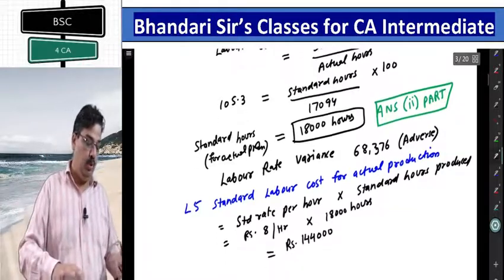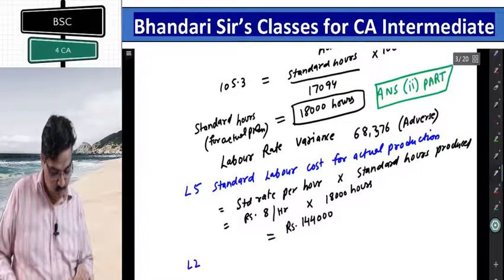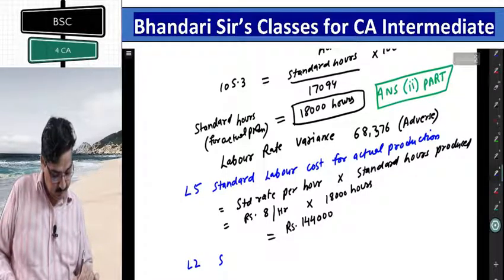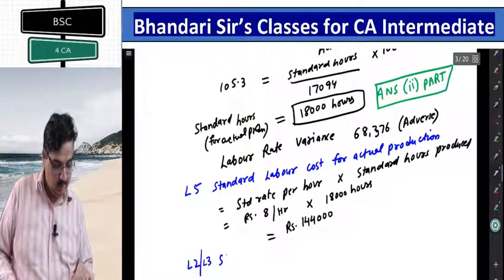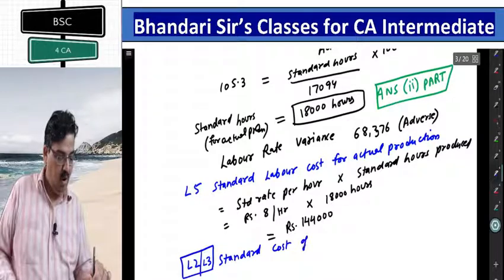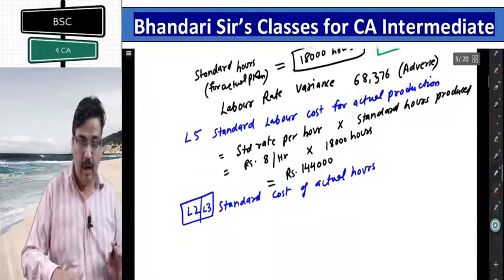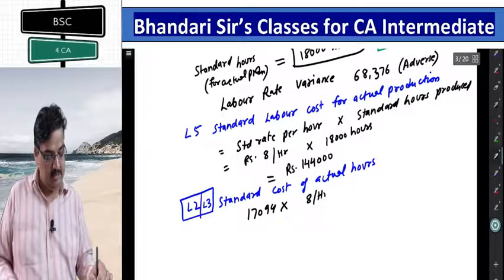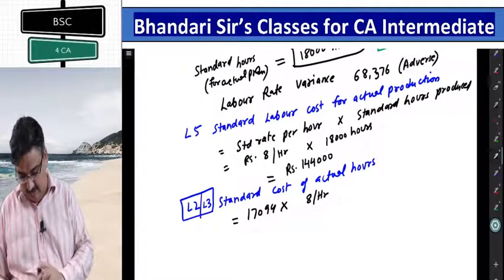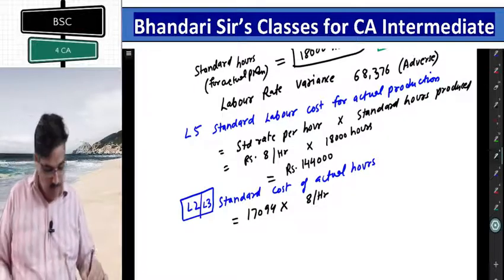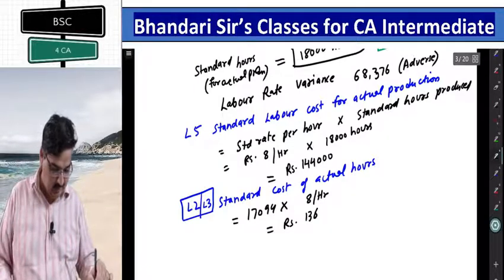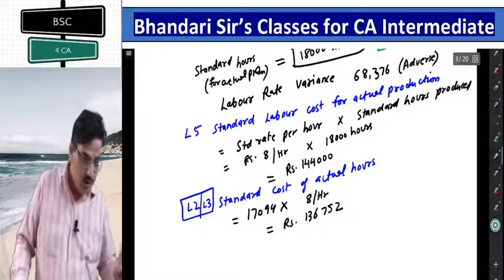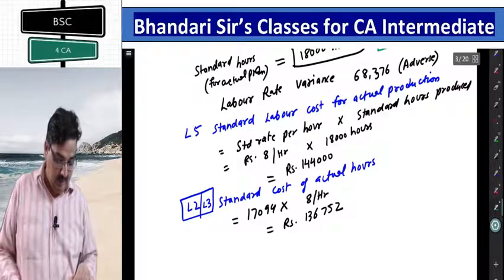What else can I compute? I can compute L2. L2 or L3, both are equal. Standard cost of actual hours. Worked also, paid also, they were the same. Hours were 17094 multiplied by 8 per hour standard rate. 17094 into 8, I get 1,36,752. So what I am getting now is the part 3 answer.